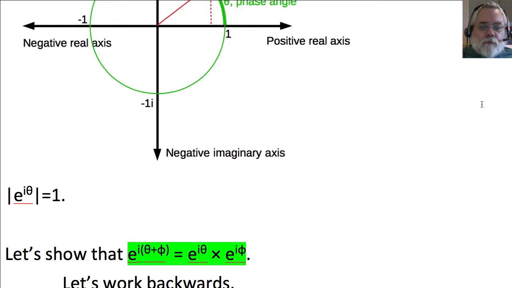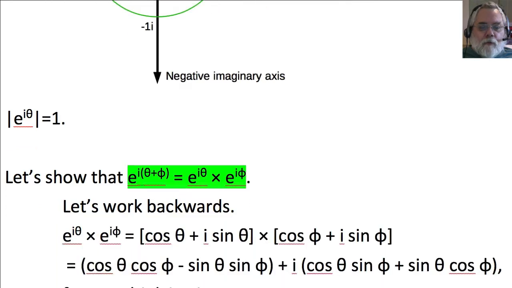The magnitude of e to the i theta equals 1, which we can see if we take cosine theta plus i sine theta and multiply it by its complex conjugate. We will get 1, and then we take the square root and we will get 1.